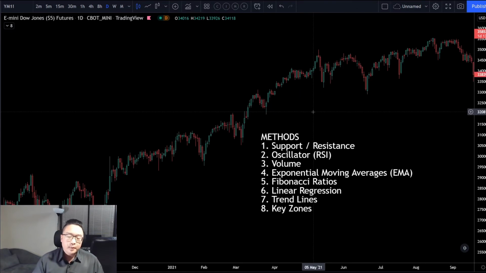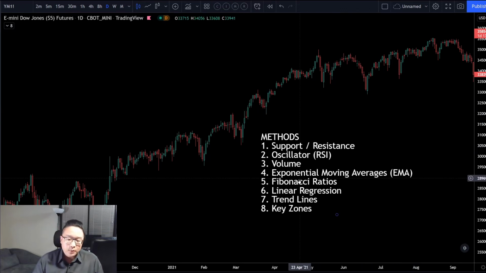And number 5 is one of my favorites for determining the reversal or bounce plays, and that is the Fibonacci ratio. This is amazing for determining that right side of the chart that we talked about, predicting, anticipating what's going to happen to a chart versus looking at what's already happened on the left side of the chart. You want to know what's going to happen to the right side of the chart.